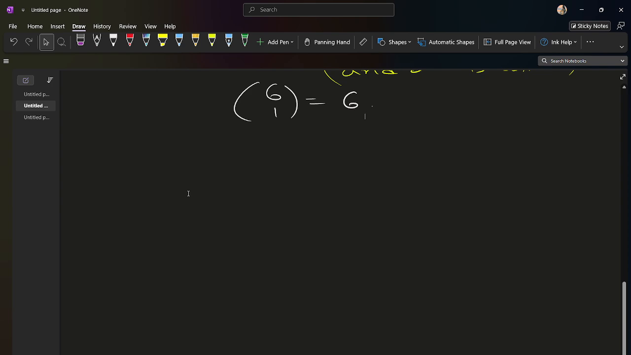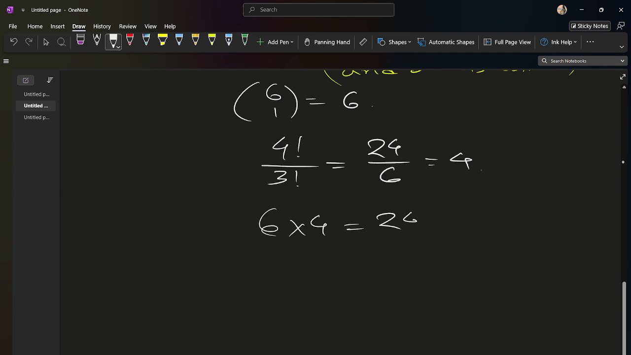After that, the total number of arrangements for this case will be what? Arrangements of these four letters, since one letter is repeated 3 times and the others are distinct, will be 4 factorial by 3 factorial, so that will be 24 by 6, so that will be 4. So the total number of arrangements in this case will be 6 into 4, which is equal to 24.